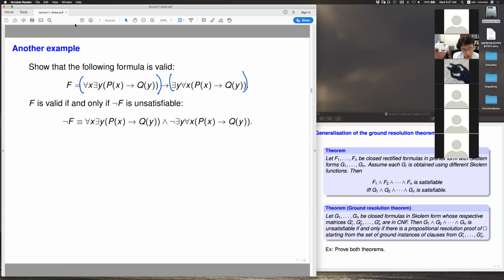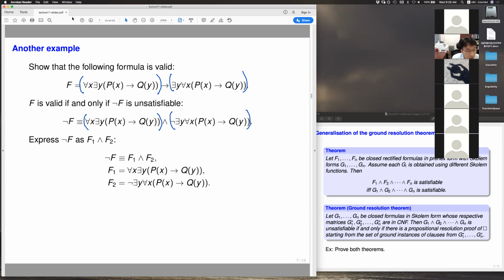Okay, so the first thing we note is that checking the validity of this is equivalent to checking unsatisfiability of its negation. F is valid if and only if we can't find any counterexamples of F. That's what this unsatisfiability means. And now if you put a negation on F, it's logically equivalent, by pushing the negation in and using De Morgan's law, to the one that's shown here. Again, we have a parenthesis like this here, and another parenthesis goes to here.